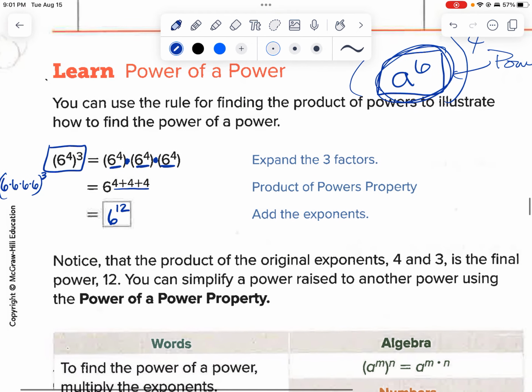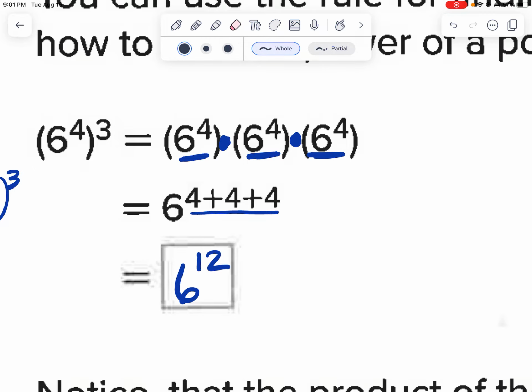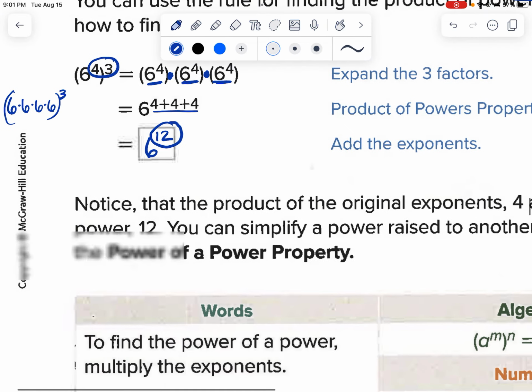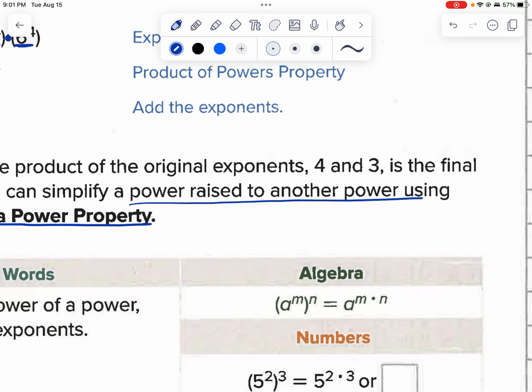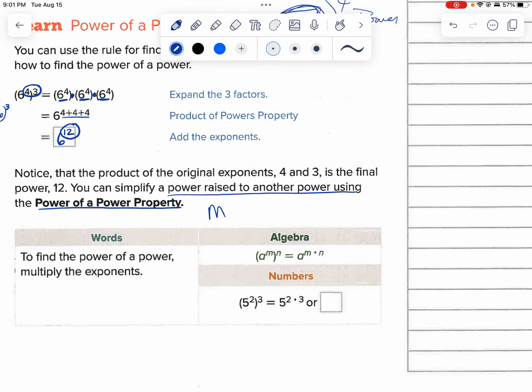Okay? Now, if you look at this, this is brand new setup, guys. If you look at this, 4 times 3 would get you the 12. That is called the power of a power property. You can simplify a power raised to another power using this. And all you do is you multiply exponents.